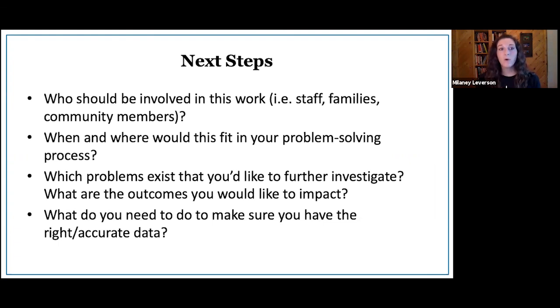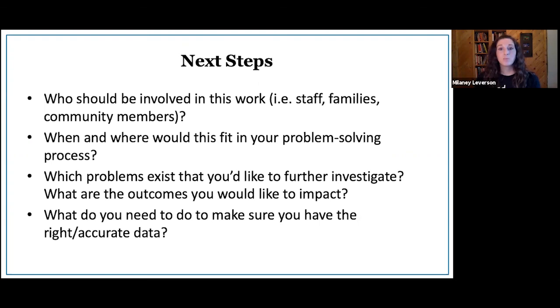We want you to think about when and where this would fit in your problem-solving process. So if you have a problem-solving process and it's happening on a weekly, monthly, semesterly basis, this needs to be embedded. This work of risk ratio and disaggregating data needs to be embedded in that plan. If you don't have a process or a plan or it calendared out, we would like you to do that. Make sure that you have a systemic plan to address this work.